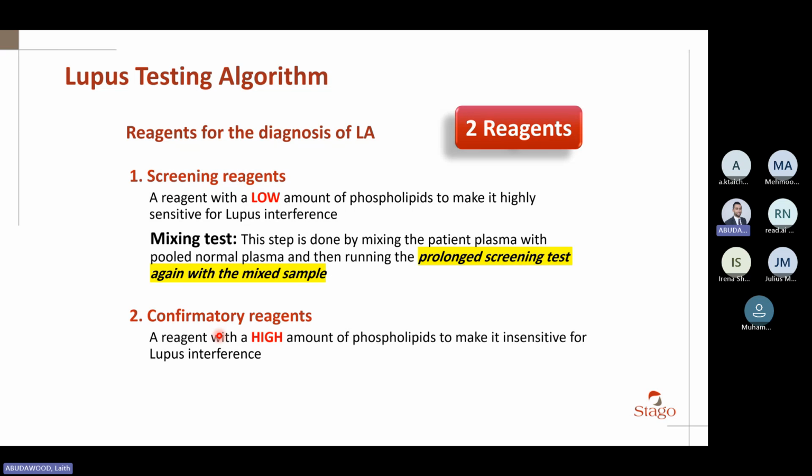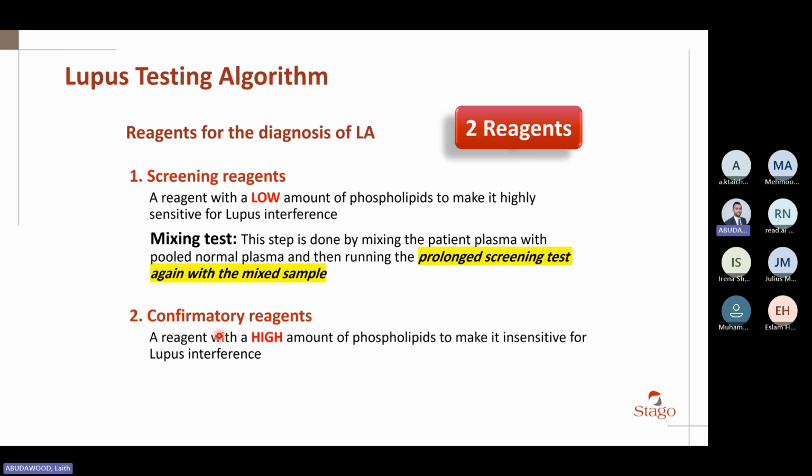it can be that the patient has a prolongation with the screening reagent because they have heparin, they have warfarin, they have this, they have that, many inhibitors. Confirmatory reagents have very high amounts of phospholipids. Even if you have lupus anticoagulant, the amount of phospholipids will still be enough for coagulation factors to do their job. This is a critical point because when confirm reagents have a lot of phospholipids, enough for lupus antibodies and enough for coagulation factors.